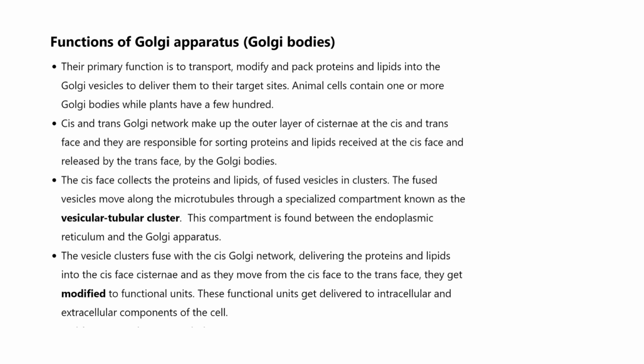Cis and trans Golgi network make up the outer layer of cisternae at the cis and trans face, and they are responsible for sorting proteins and lipids received at the cis face and released by the trans face, by the Golgi bodies. The cis face collects the proteins and lipids of fused vesicles in clusters. The fused vesicles move along the microtubules through a specialized compartment known as the vesicular tubular cluster. This compartment is found between the endoplasmic reticulum and the Golgi apparatus.